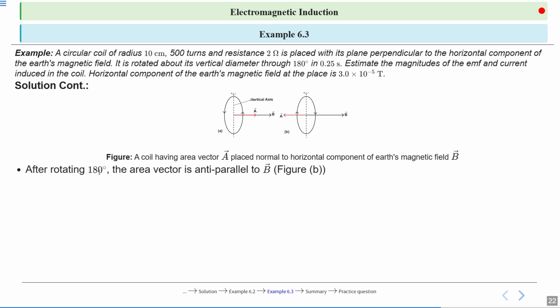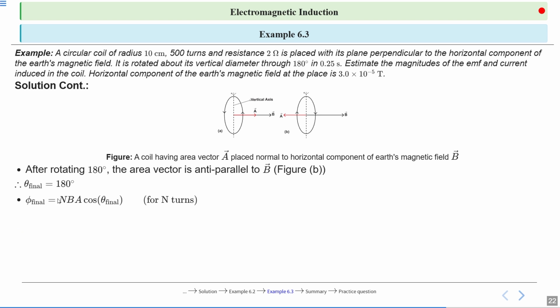After rotating 180 degree, the area vector is anti-parallel to B vector, that is figure B. Okay, so we are rotating it through 180 degree. So now area vector is exactly opposite to the direction of magnetic field. So angle is now 180 degree. So theta final will be equal to 180 degree.